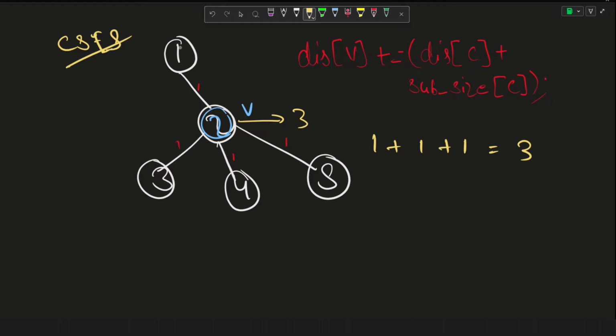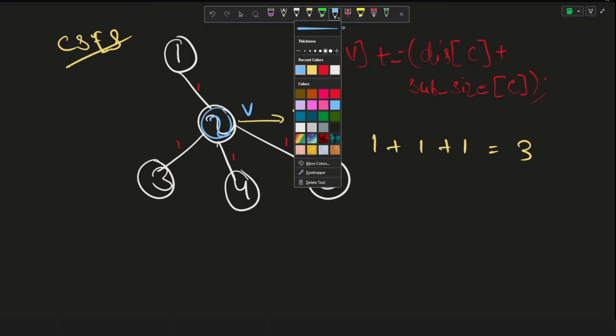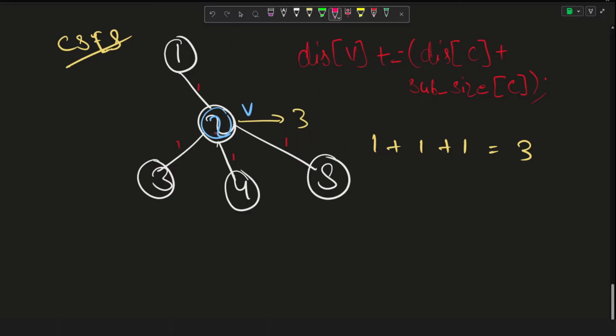I want to calculate it for 1, the same thing. So if I draw it very precisely, then see what happens. Initially, when I went from 2 to its subtrees, from 2 I went to 3 like this, from 2 to 4 I went like this, and from 2 to 5 I went like this. So these 3 edges were used once, right? And so we got 3.